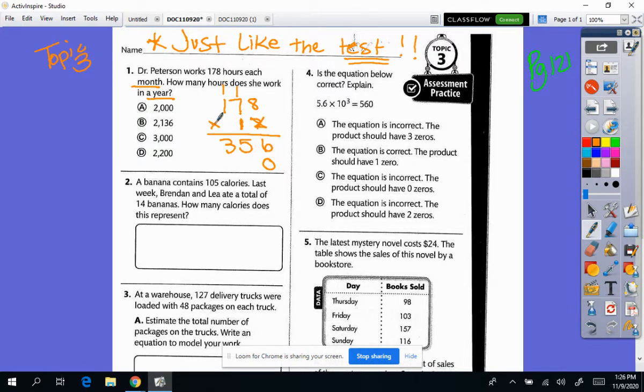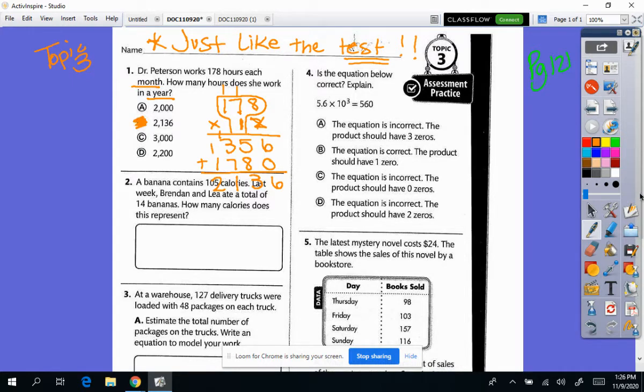And you can go through 1 times 8 is 8, 1 times 7 is 7, and 1 times 1 is 1. Or you could just think to yourself 178 times 1 is 178. Now I have my 2 partial products, so I'm going to add these 2 to get my final product. 6 plus 0 is 6. 8 plus 5 is 13. 7 plus 3 gives me 10. Plus 1 more is 11. 1 plus 1 is 2. So I get 2,136 hours.